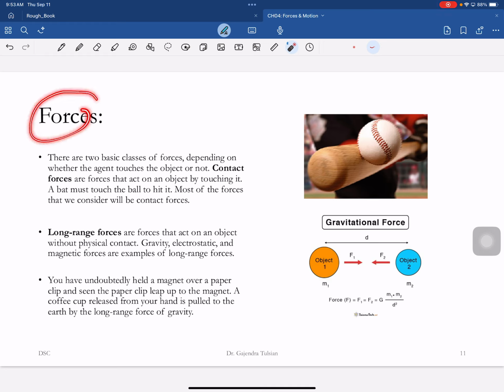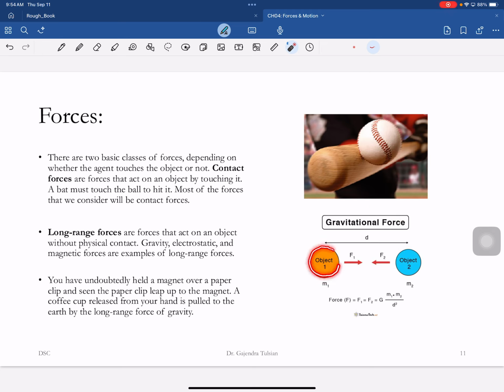Now there are two kinds of forces. There are contact forces, and as the name suggests, when an agent applies that force, it's in contact with the object. And then there are long-range forces. These forces act over a long range. You don't have to be in contact with each other. So the gravitational force is an example of that.